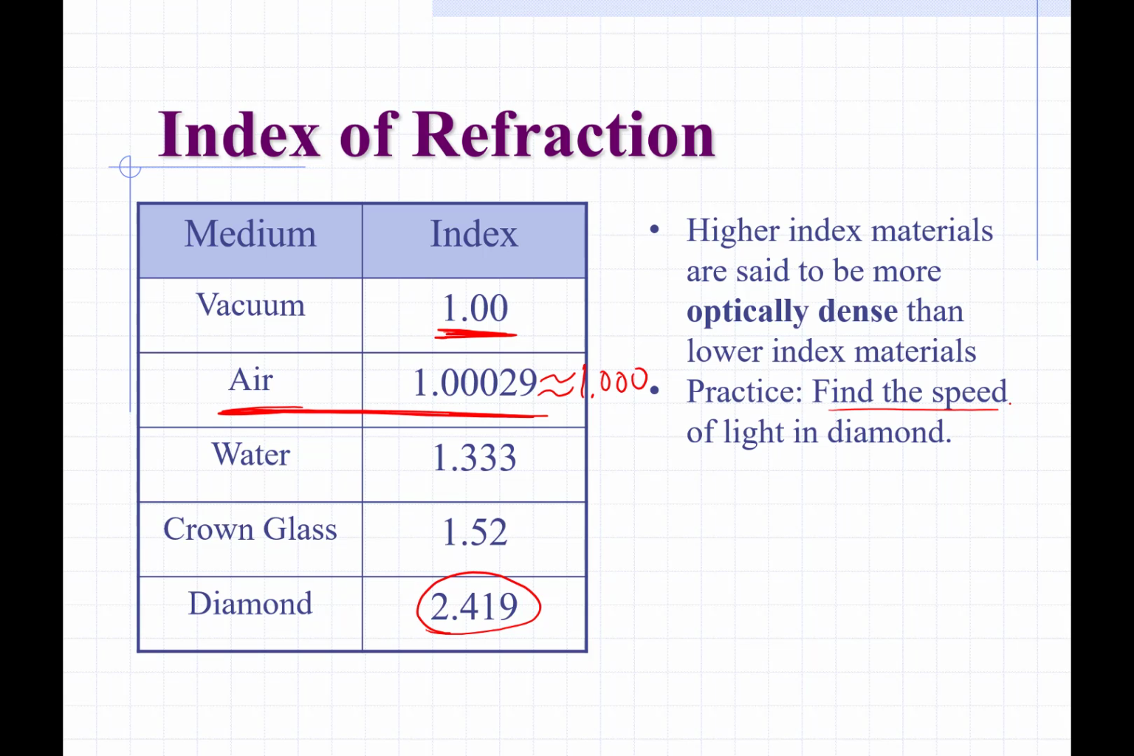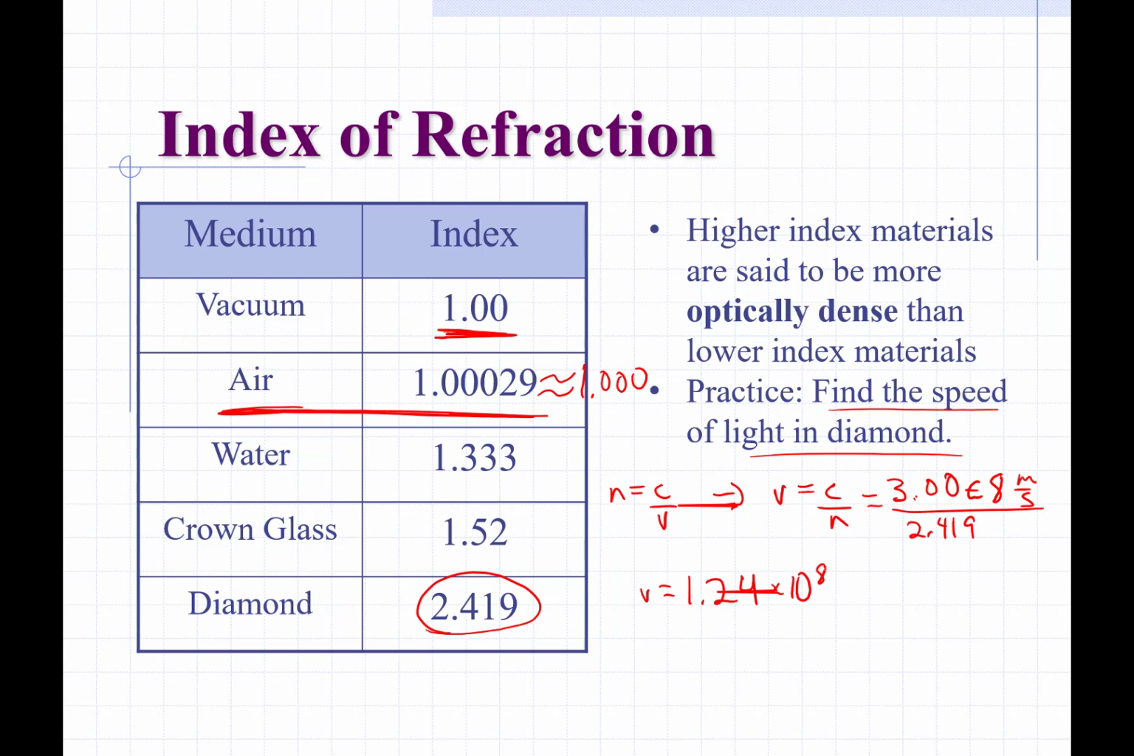And here's a practice. Find the speed of light in diamond. Well, we know n equals c over v. If we solve that for v, we get v equals c over n. So that's just going to be 3.00 times 10 to the 8 meters per second over 2.419. We plug that into a calculator, 3 times 10 to the 8 over 2.419, and we get 1.24 times 10 to the 8 meters per second. Pretty close to what we found in the previous problem. So that may have been diamond that we were working with.